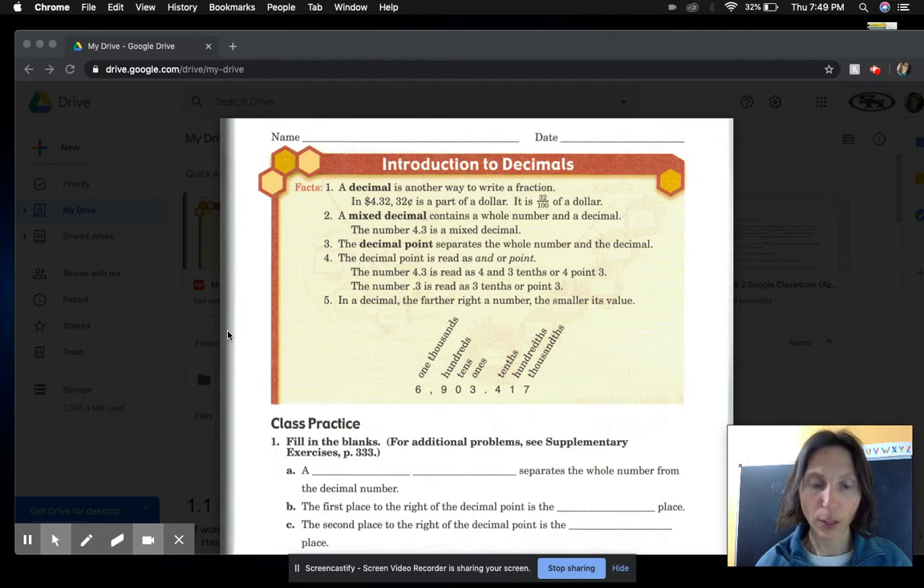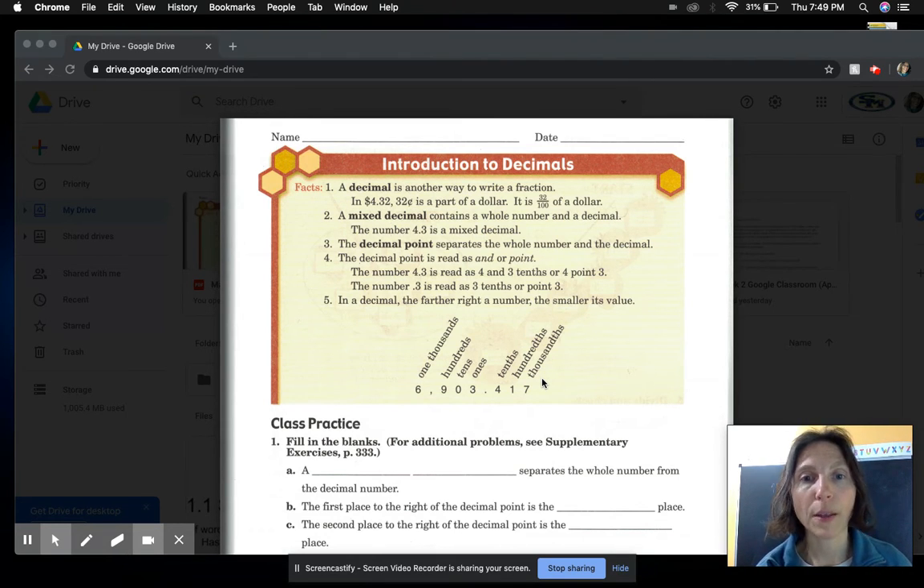Remember your place value chart. One place to the right of the decimal is tenths, right here. And 2 places to the right of the decimal is hundredths. And 3 places to the right of the decimal is thousandths. Each time it's getting smaller. Remember to watch the Math Antics video that I put in the link in your document for math.